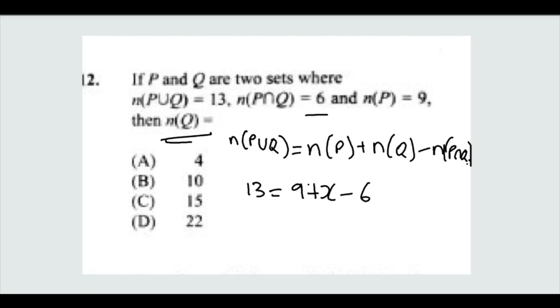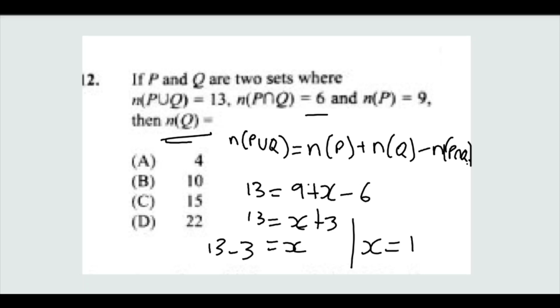Alright, so let's work out this side here. We group the like terms, but I don't have space, so I'll just work it out. So we have 9 subtract 6, that would give you 3. So we have 13 is equal to x plus 3. So we solve for x. This 3 is adding, we take it to the other side to subtract, so 13 subtract 3. So x will be equal to 10.